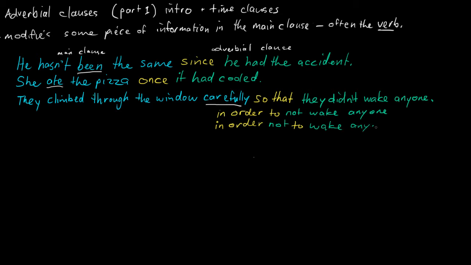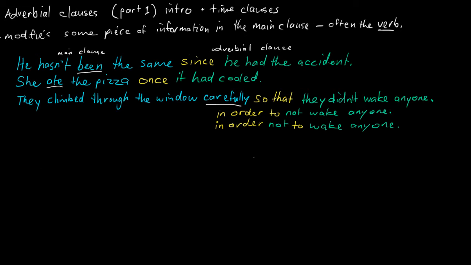Alright, so this just shows you that "so that" as the subordinating conjunction, we have another subordinating conjunction with the same meaning. So there's more than one way to make an adverbial clause. Depending on which subordinating conjunction you want to use, you can do it differently.